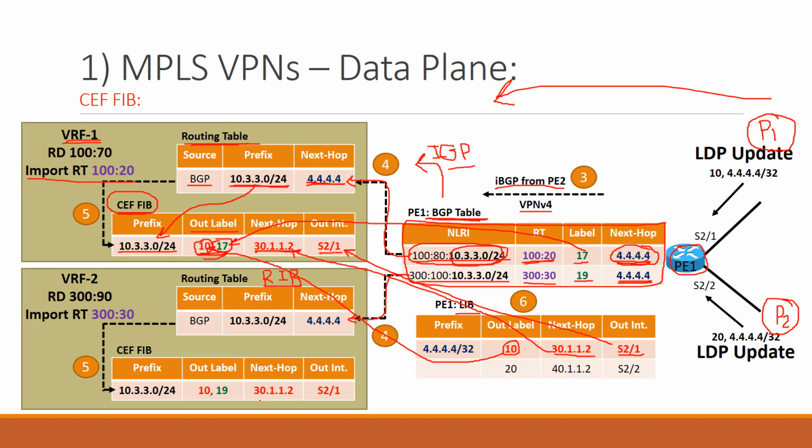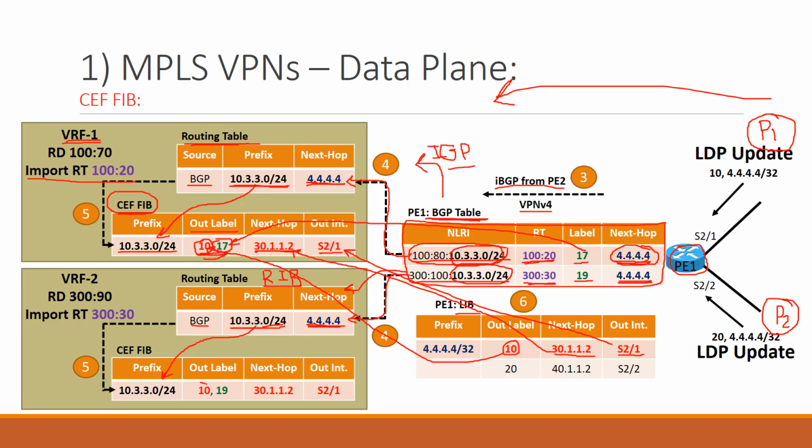Similarly for VRF2, the second entry here, because of the route target, it goes to the VRF2 routing table, learned by BGP to the IGP, and the next hop is the neighbor VPNv4 router, which is provider edge 2, and then this prefix will be stored inside the CEF forwarding information base.